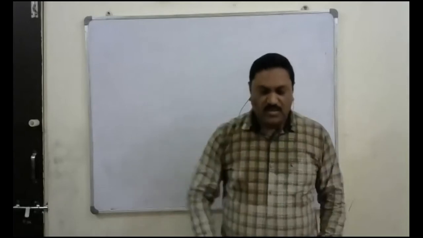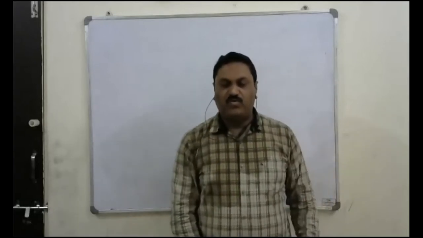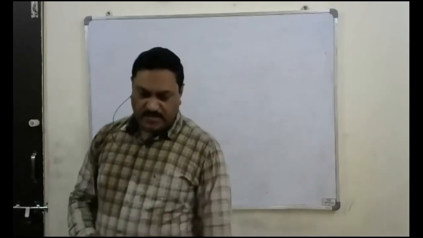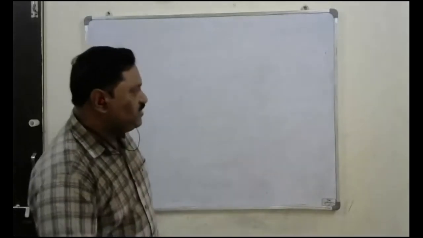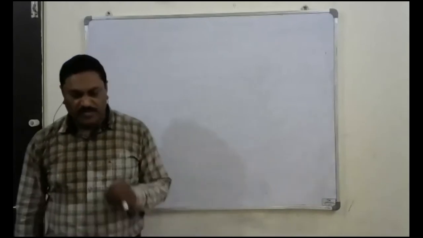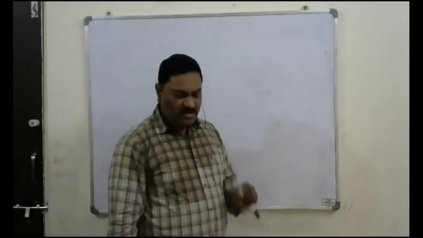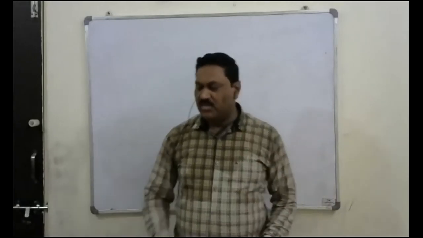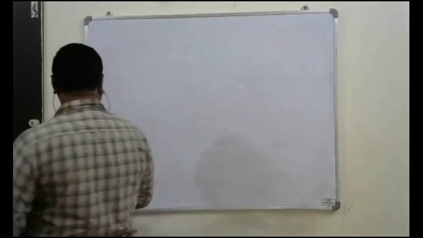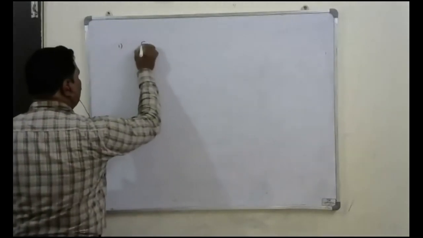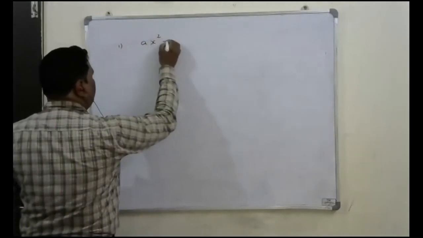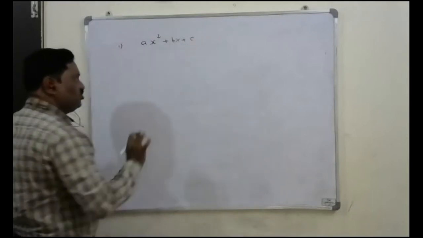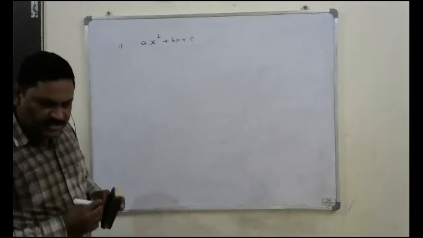So, in the last class, we have seen about the quadratic expression. In this quadratic expression, we have seen what is the maximum or minimum value of the expression, and at what value of x it gives the maximum or minimum. Okay. So, in that particular concept, if ax square plus bx plus c is the quadratic expression. This is the quadratic expression.